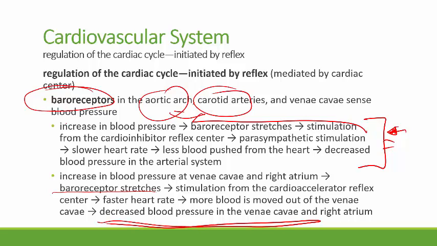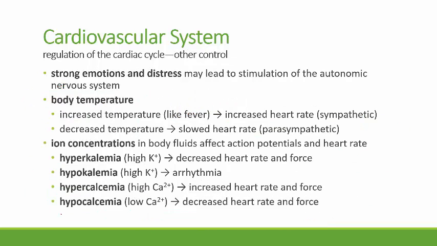So if there's increased blood pressure on the arterial side, the solution is to slow down the heart. If there's increased pressure on the venous side, the solution is to speed up the heart and get that blood out of the venous side of the heart, or of the pathways.